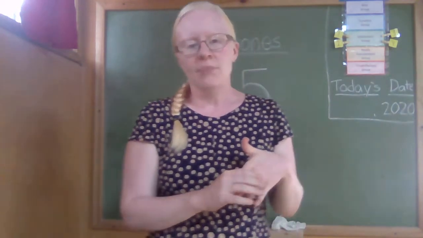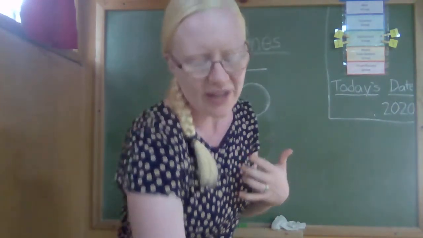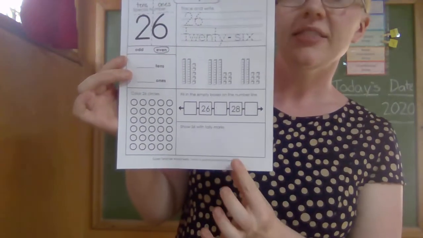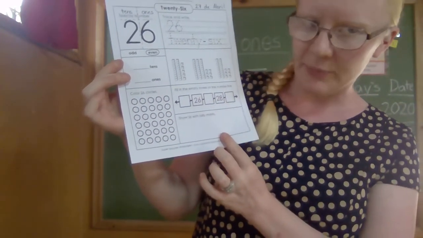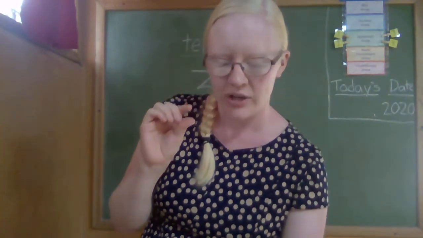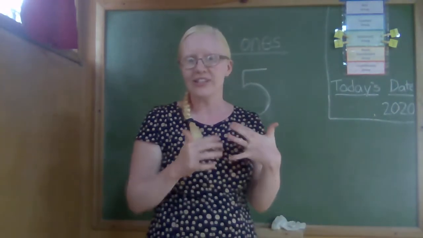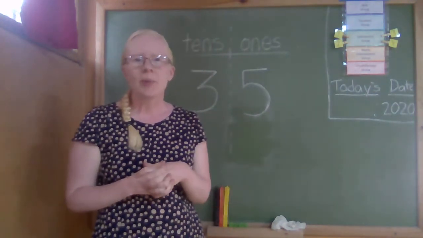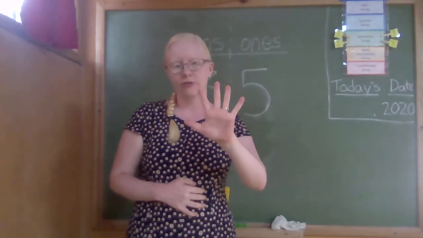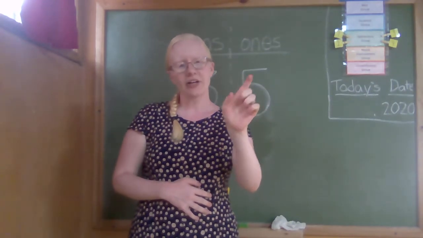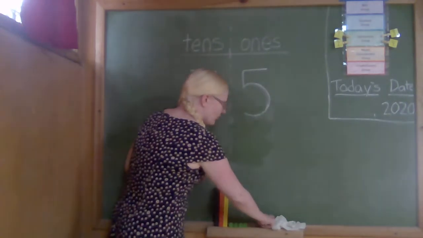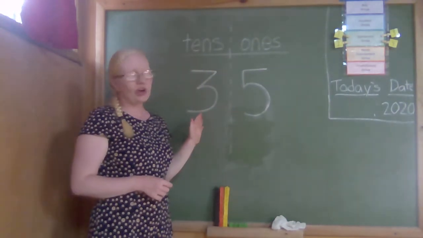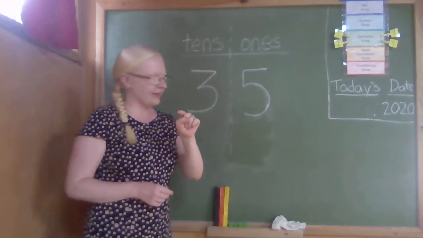Now, something that we did a little bit of, but not much, that you are going to have to do on your worksheet. Down here at the bottom, it says to make 26 with tally marks. We did very little on tally marks, so I want to review that and reteach that with you today. Tally marks, remember, come in groups of 5, and there's a way to mark it so we know that that group is done and full with 5. So, if I were to make 35 with tally marks, remember, they're just lines.